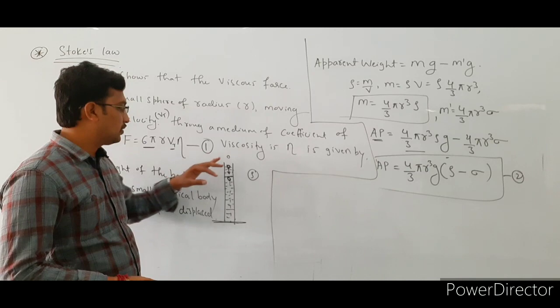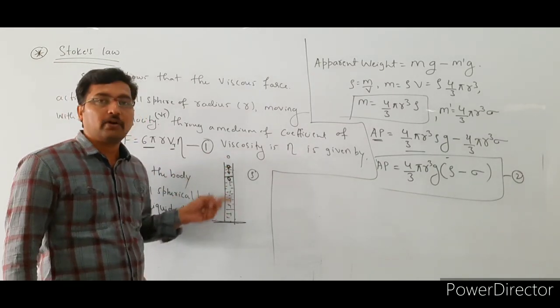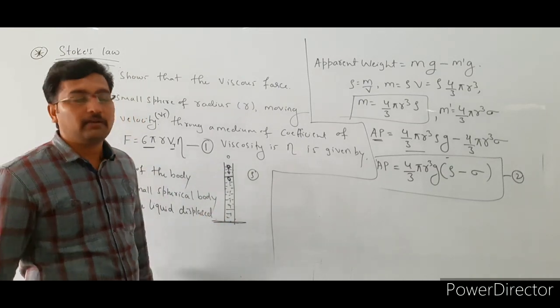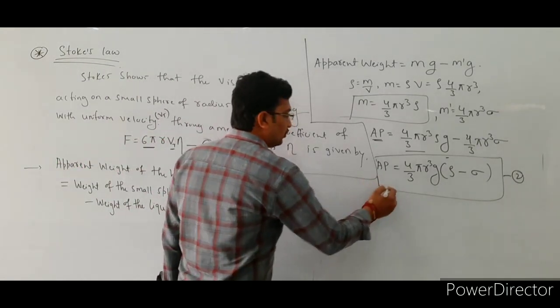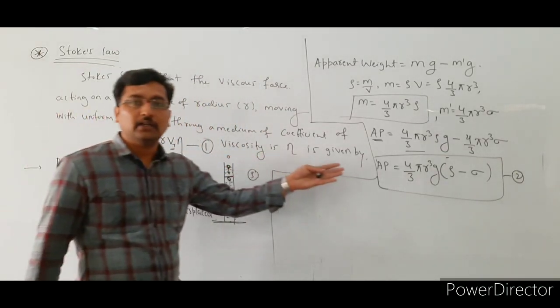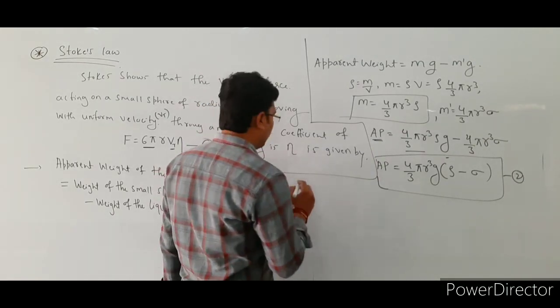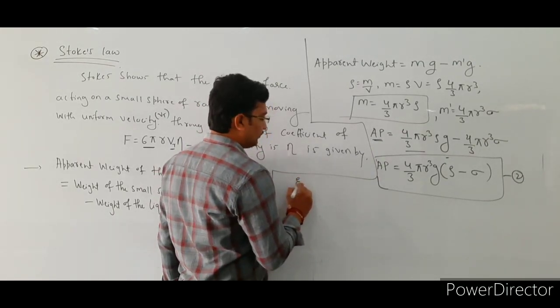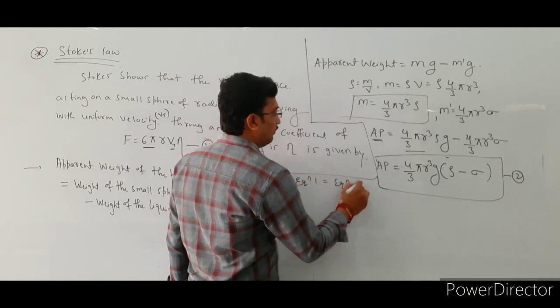So when these two are balanced, then only that body attains the terminal velocity. Okay, the next one, we are going to equate these two equations: equation number 1 and equation number 2. Equation number 1 is equal to equation number 2.